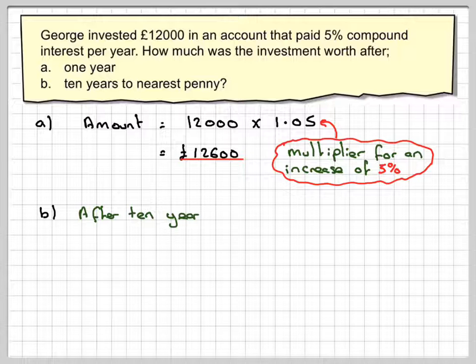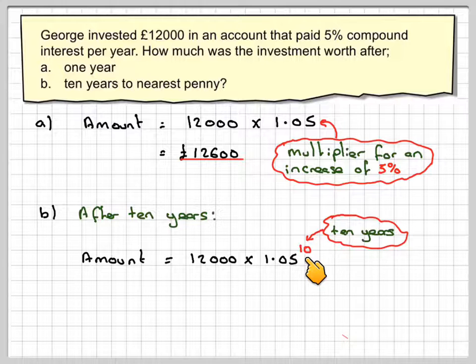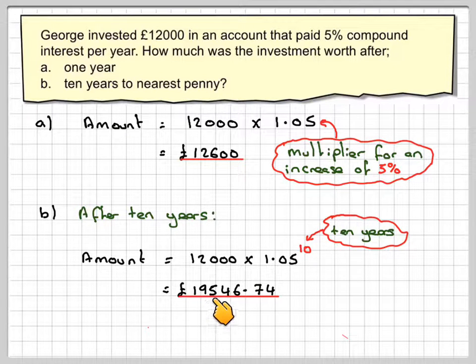So after 10 years, that will be the original amount, which is 12,000 times 1.05 times 1.05 times 1.05, up until we've done that 10 times. But it's easier just to raise 1.05 to the power of 10. And then working that out on my calculator, that gives you £19,546.74.